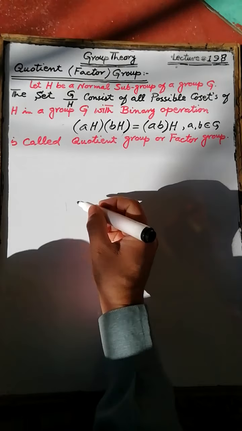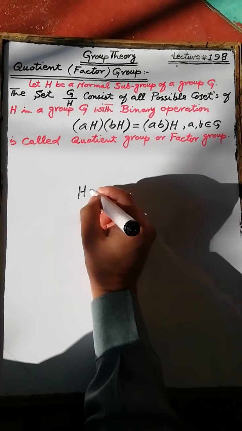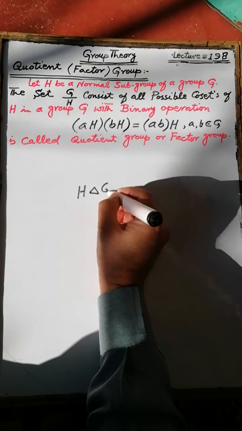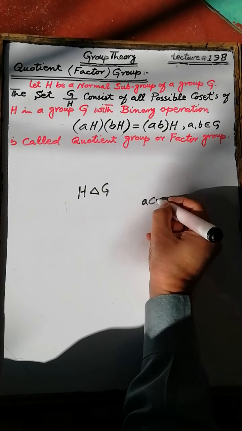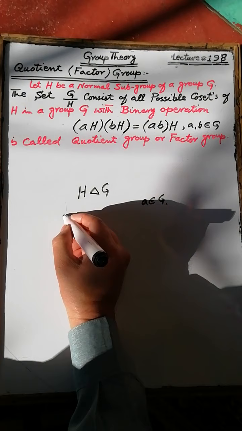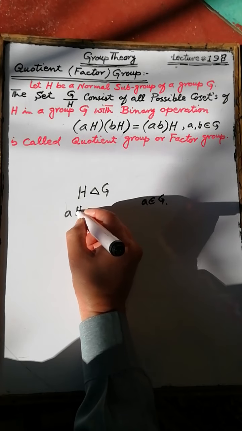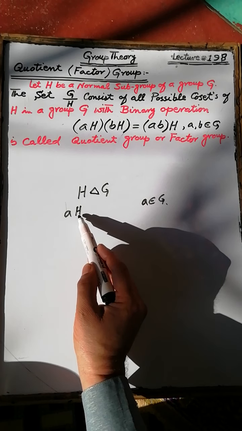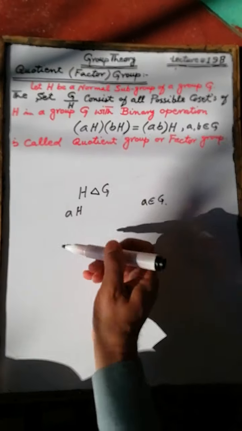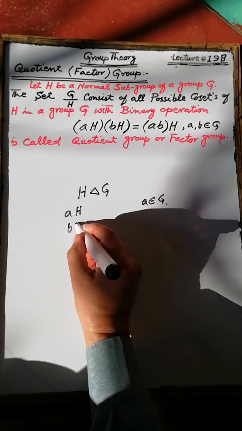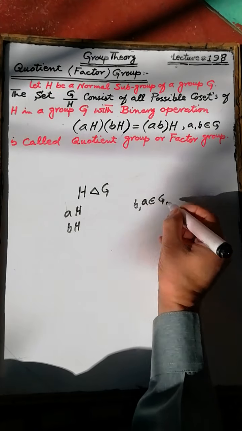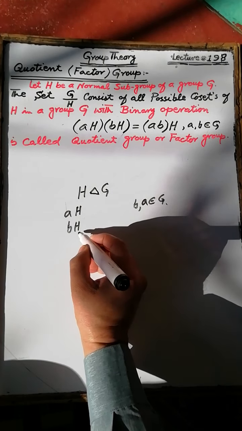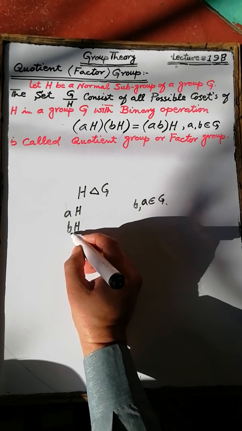It means that H is a normal subgroup of the group G, and a is an element of the group G. Then the set aH is the left coset determined by an element a. The left coset of a subgroup H in a group G determined by an element a, and bH for an element b belonging to the group G. The set bH is the left coset of the subgroup H in a group G determined by an element b.